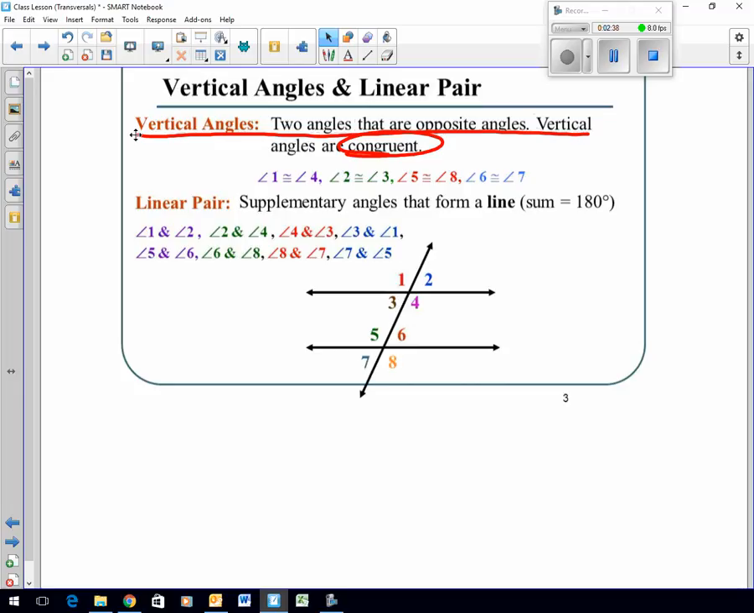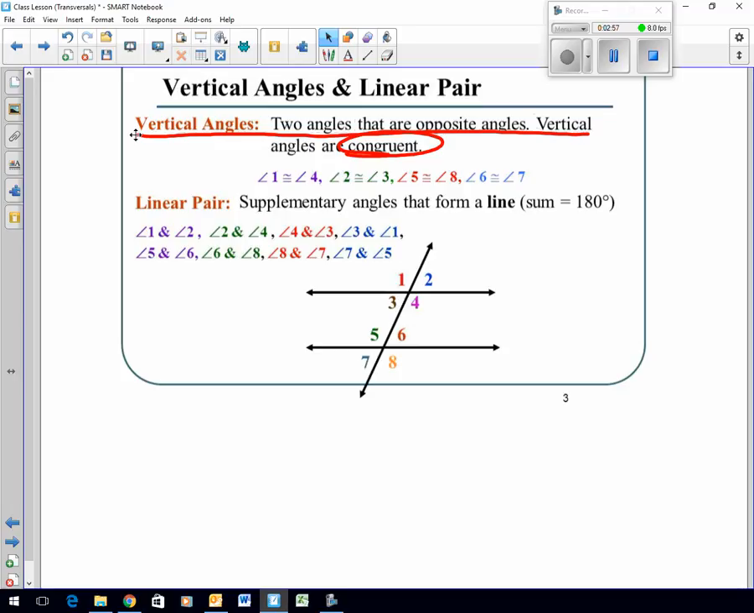Vertical angles. Go like this with your hand. This. Put your face in here. Okay? I've never done this before, so I don't know why. I just want to see what you guys look like.